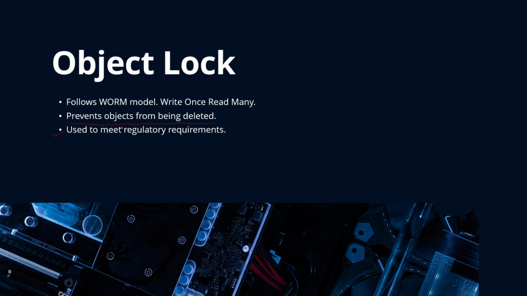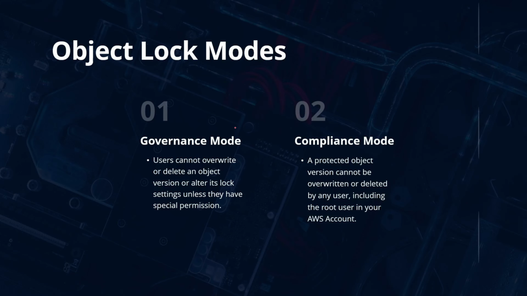Now object lock basically follows the WORM model. That is, you write once and read many, wherein you're only able to write an object to your S3 bucket once, and you can read that object multiple times but cannot do anything else to it. That is, you cannot delete that specified object. Moving on, we have the object lock modes. We basically have two different modes available in this object lock feature that AWS provides us with.